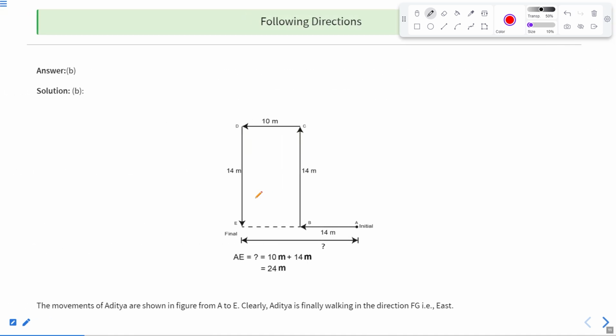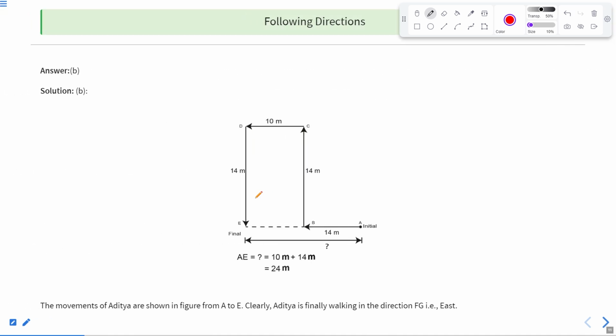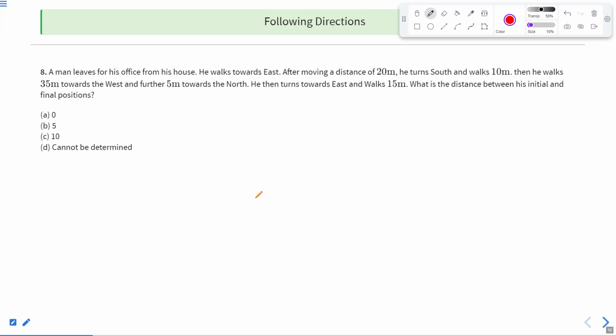And at the end, he's clearly walking towards his house. E with respect to A is in the east. How is his house with respect to him? E, east.